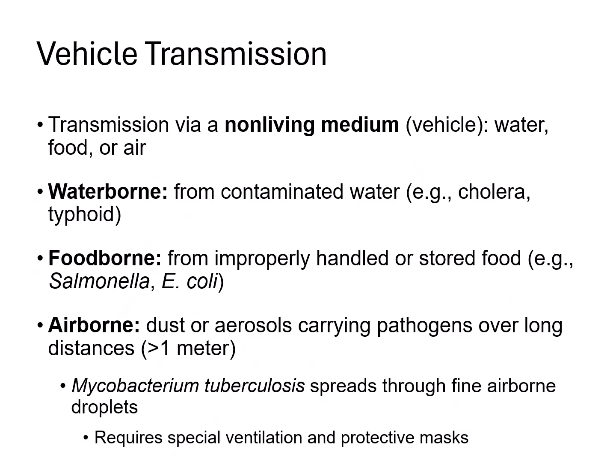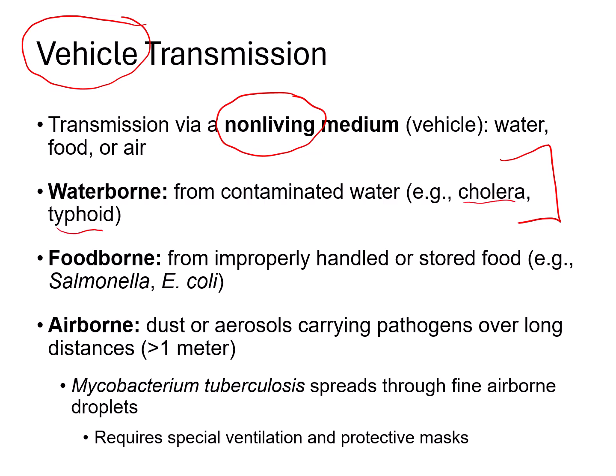All right, so far we've covered contact transmission, including direct and indirect contact transmission. Our next type of transmission is vehicle transmission, and this involves a non-living medium and can be water, food, or air. For waterborne transmission, this involves microbes in contaminated water, such as the microbes that cause cholera or typhoid.